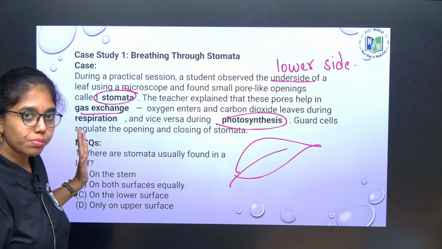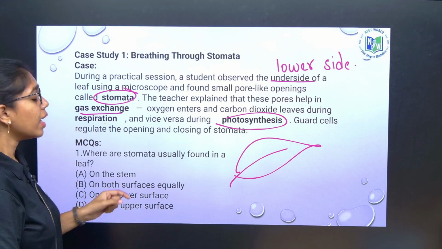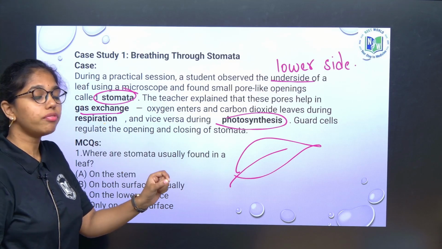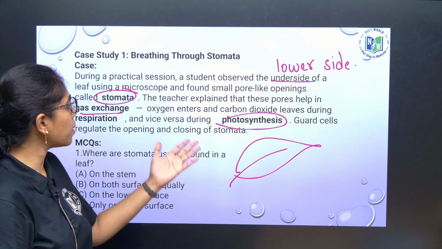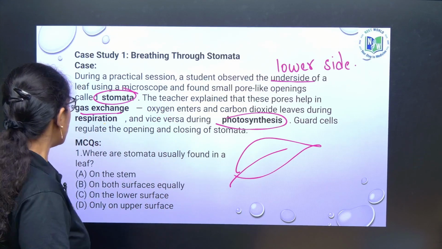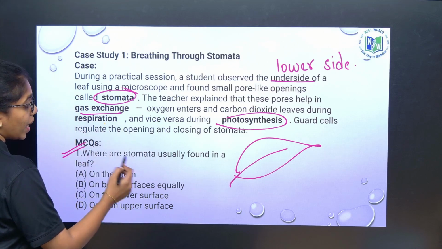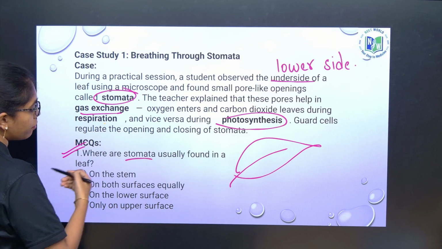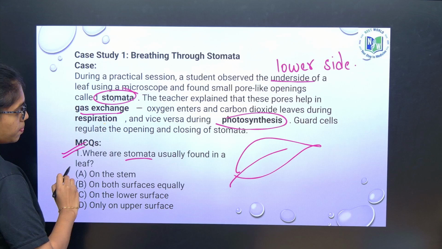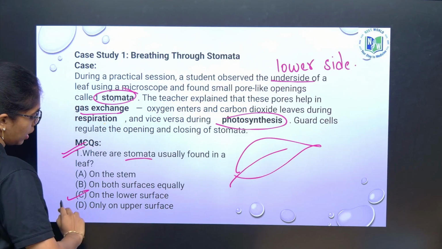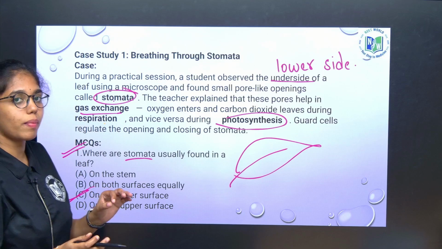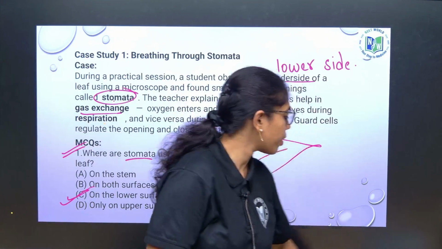Let us solve the MCQs based on this. Okay, 3 questions of 5 will be direct from the passage. The rest 2 you have to answer based on the tricks given here. So, first question, where are the stomata usually found in the leaf according to this passage? Lower side, underside means lower side, right? So, on the lower side you find the stomata usually for a leaf.